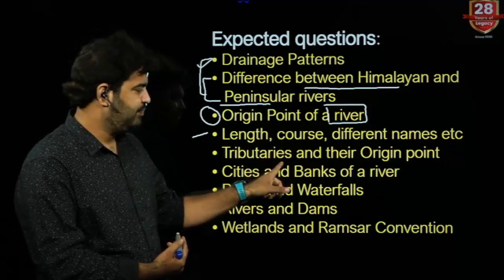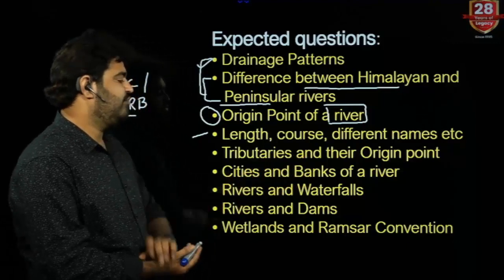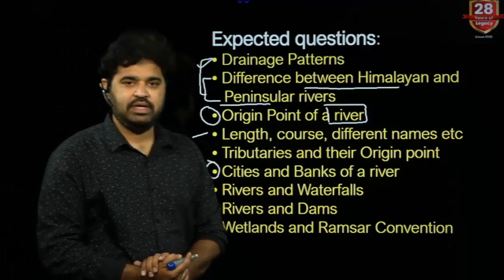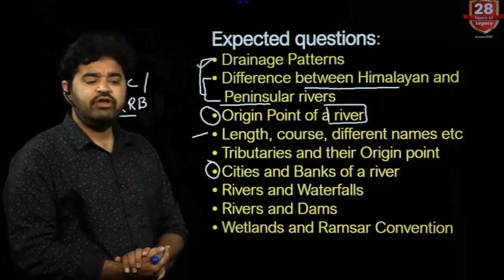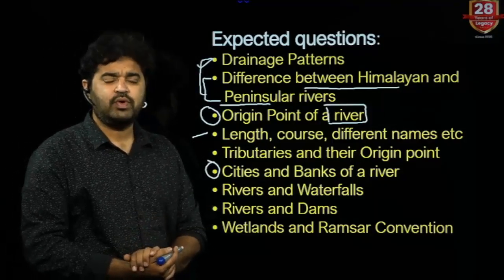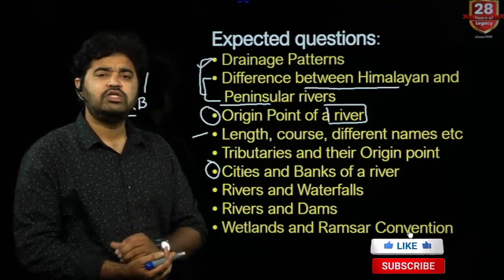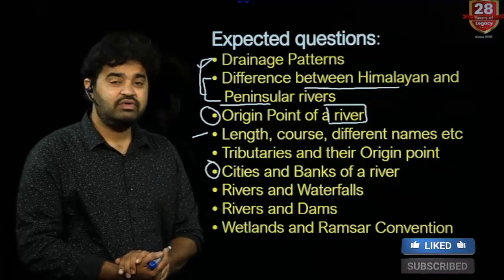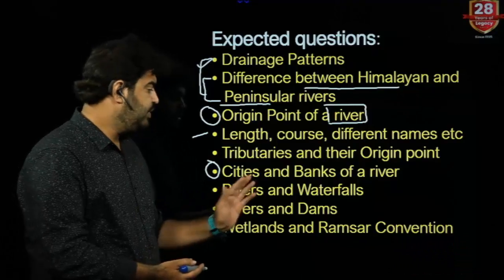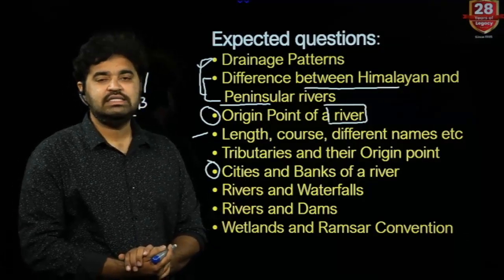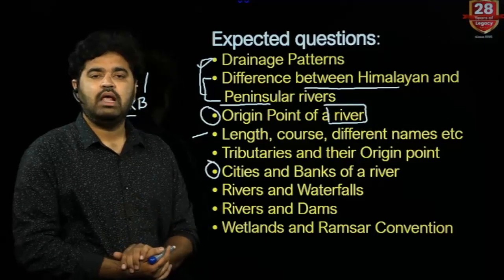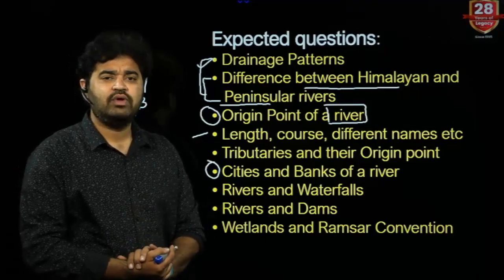Cities and banks of a river. This is the most underestimated area in competitive examinations, because when we are reading the river system topic, our focus should be more on rivers and their tributaries. Not only the rivers and tributaries, it should be even on cities and banks of a river. That means, for example, Lucknow is on the bank of which river?